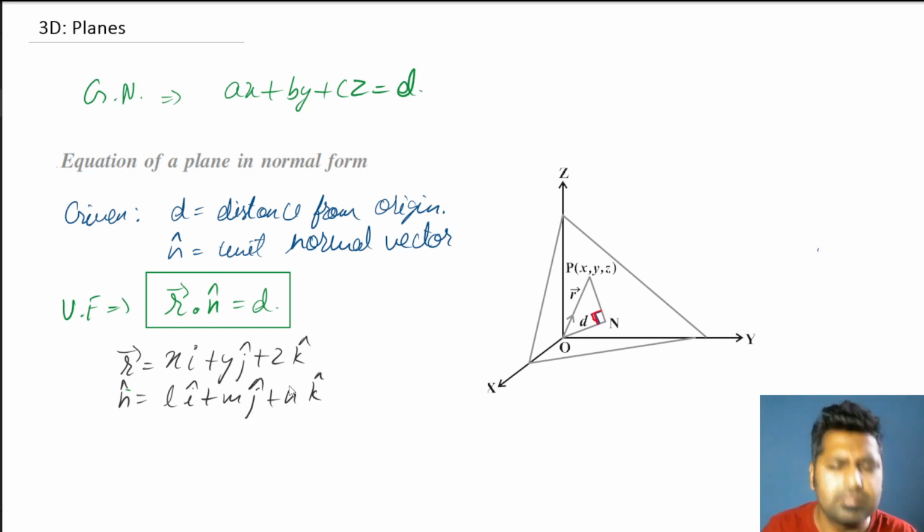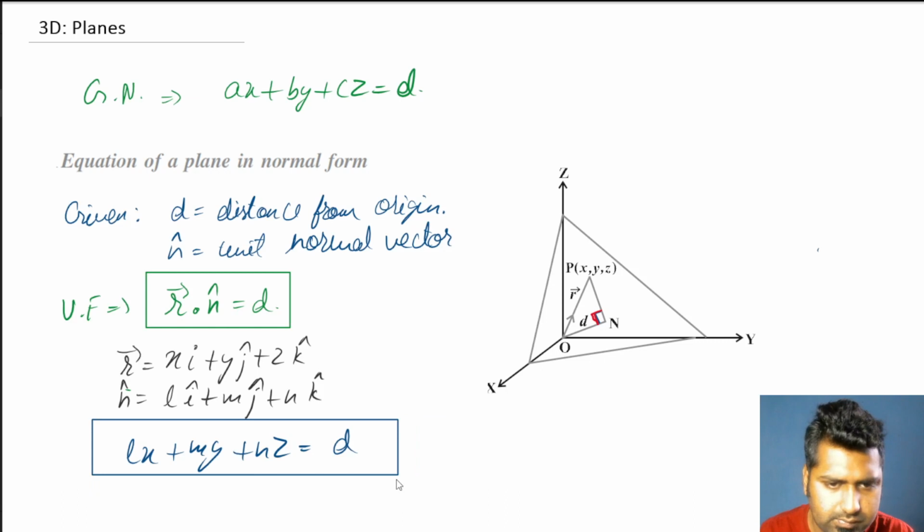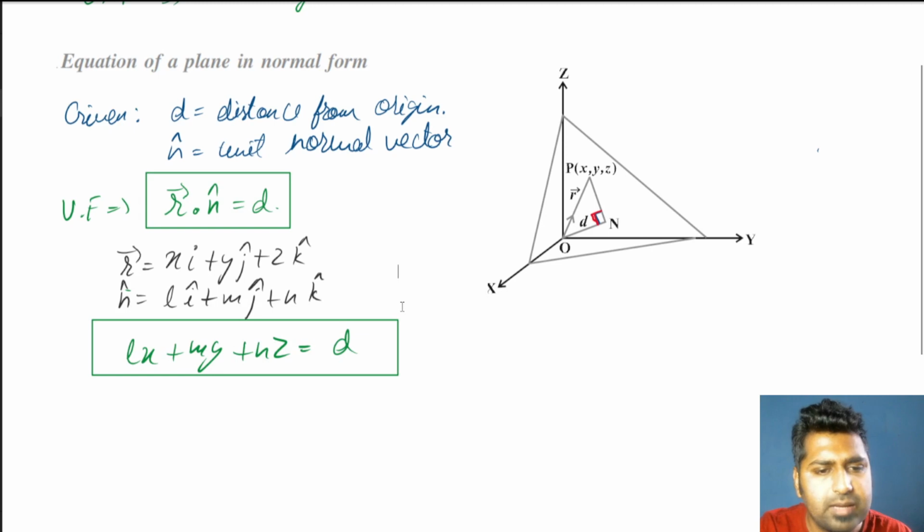Actually it will be given to you as some values, but you should know that those are direction cosines. So if we do the dot product of r dot n cap, what do we get? lx + my + nz = d, and this is the Cartesian form, the equation of a plane in normal form: lx + my + nz = d.